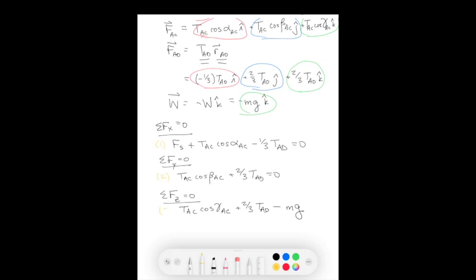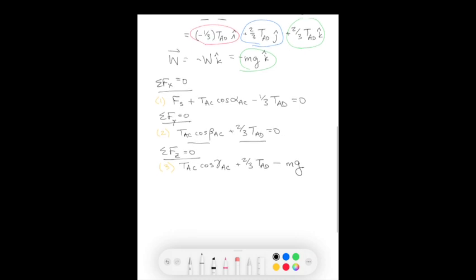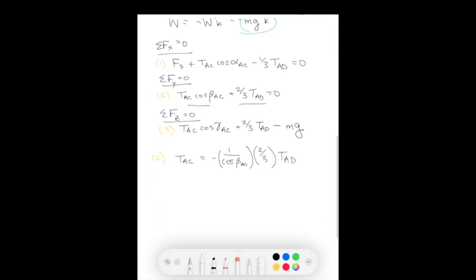So at this point I have equation 1, equation 2, and equation 3. And the first thing that I can do is look for the easiest one to solve. So I can see that this one only has 2 components. So I'm going to solve equation 2. I'm going to solve for TAC. So with equation 2, I see that TAC, next I can put that information into equation 3.